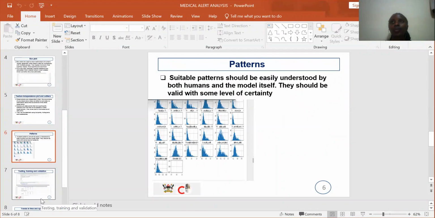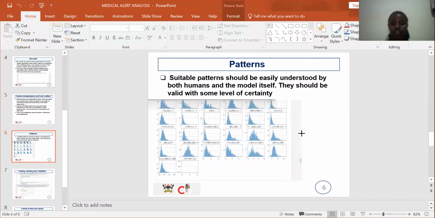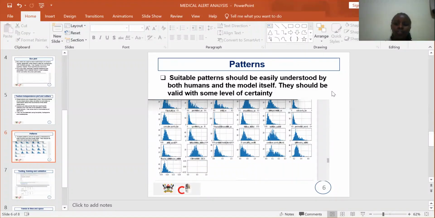So now we go to patterns in how the data can easily be represented, and mainly they are represented in graphs. I chose a histogram for my data to be represented in. So this is a histogram. These are histograms for each feature, feature by feature. So this is texture, perimeter of the breast. These are the histograms that represent all those features.